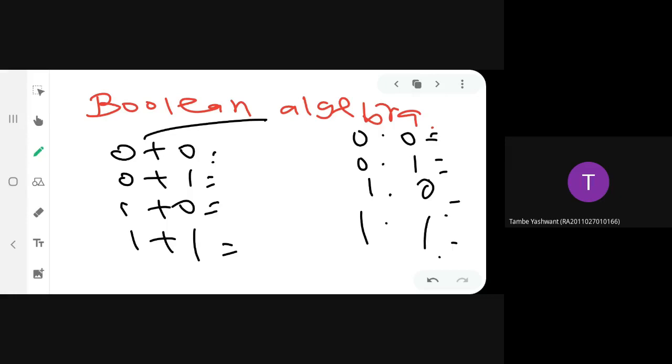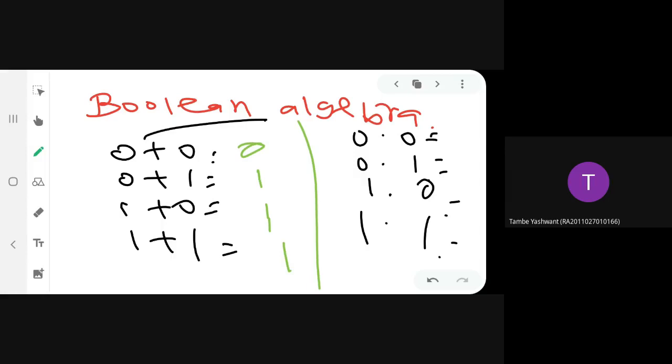So tell me, if you are doing Boolean addition, what is the answer? 0 plus 0 is 0, 0 plus 1 is 1, 1 plus 0 is 1, then 1 plus 1, if it is binary addition, what is the answer? It is 0 and we have carry 1. But here it will be 1. So this is how Boolean addition is quite different from binary addition.